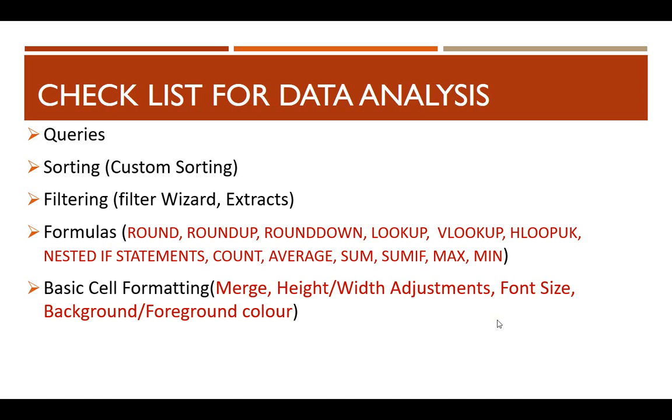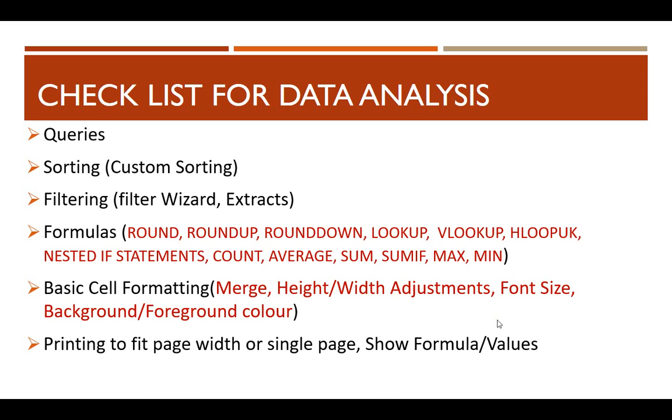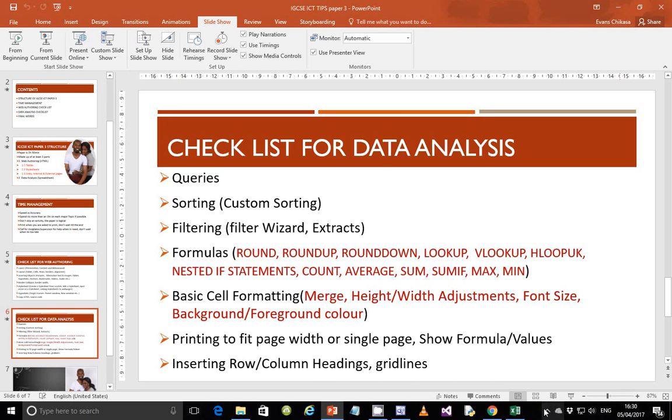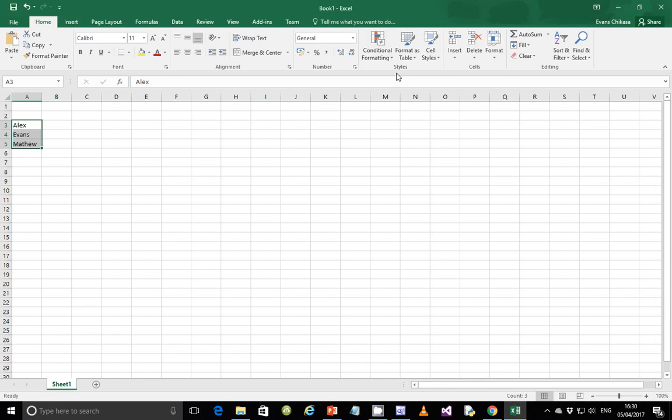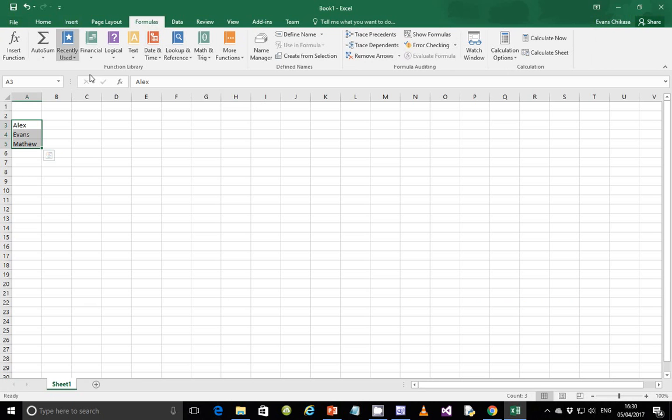Okay, next is that you need to know how to print to fit to page, or on a single page, and you need to know how to show the formula and values. So let me minimize this and go to my Excel for the sake of those who need to know how to show formula. When you're under the Formulas tab, this is where you're going to find all the formulas that you need in Excel. Even the conditional formatting formulas are actually supposed to be here.